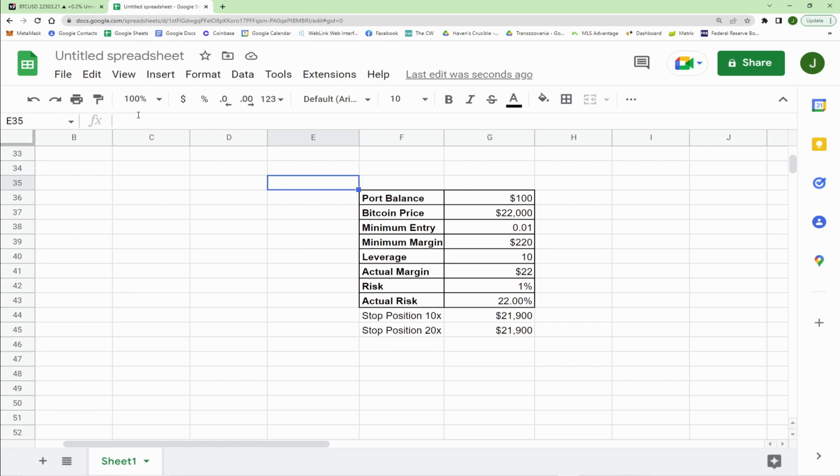So let's say right now, Bitcoin price is not quite 22. It's a little bit more than that, but I wanted round numbers to make it a little bit easier to look at. So let's say the Bitcoin price is $22,000 and the minimum entry on your exchange is 0.01. And that is a minimum entry on some exchanges. Others it's 0.001, but on some it is 0.01. That would mean with no leverage, you would need at least $220 just to get into any position whatsoever.